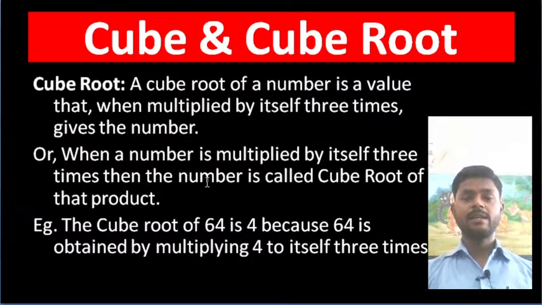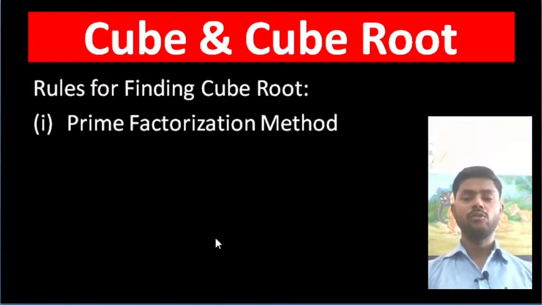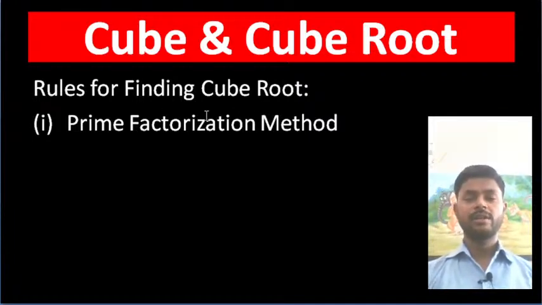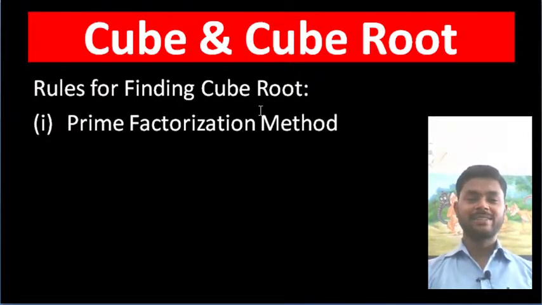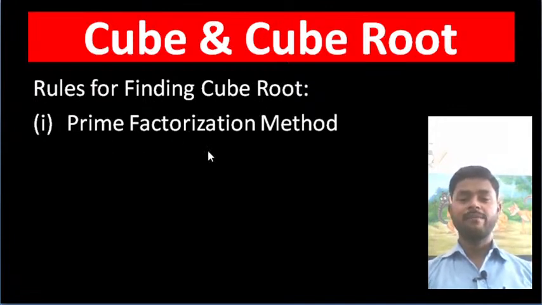So remember once again, when a number is multiplied by itself 3 times, then the number is called the cube root of that product. Here the product is 64 and 4 is multiplied by itself 3 times, so 4 is called the cube root of 64. Now know the rules for finding cube root. As we already know the rules for finding square root, there were 2 rules for finding square root, but for finding cube root there is only one method, and this method is called the prime factorization method.